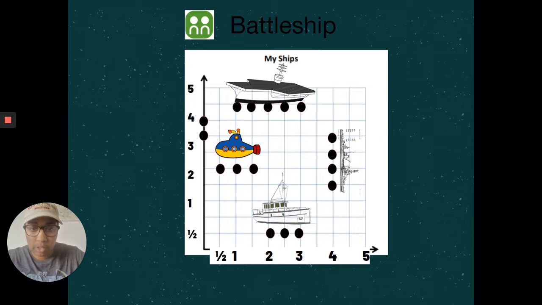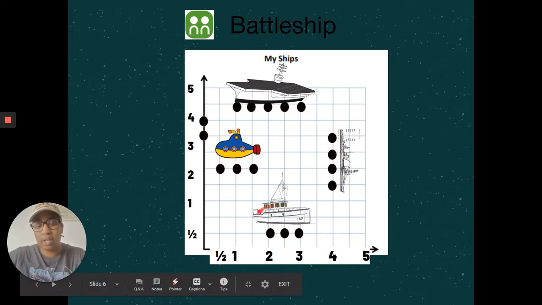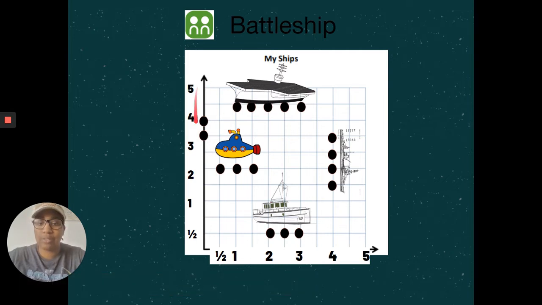So this is my aircraft carrier because it has 1, 2, 3, 4, 5 points. This is my battleship because it has 1, 2, 3, 4 points. This is my submarine, 3. This is my cruiser, I believe. And this is my patrol boat. One second.